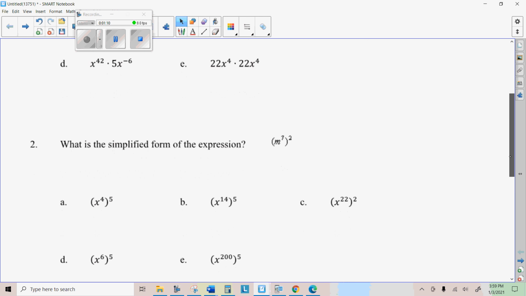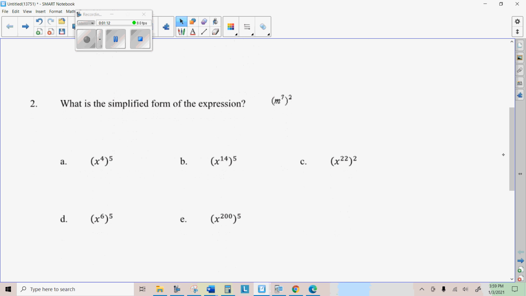All right, on the second problem here, what do you do when you have a power to a power? Now, don't ever be afraid to expand it out. So this second power right here is telling you to multiply that expression times itself, right? And then you have to think about, I have m multiplied by itself 7 times there, and then 7 more times, which is 14.